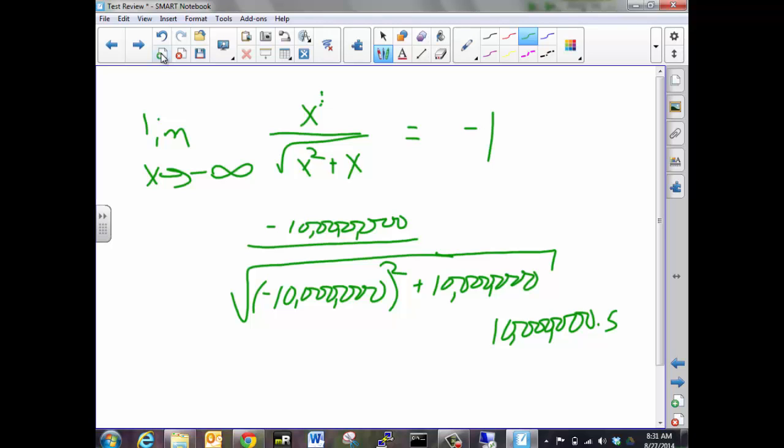Point 0.5 in the denominator. So you've got negative 10 million divided by 10 million point 0.5. And if you do that, you'll find out that's about negative 1. So that's what I would do with these.